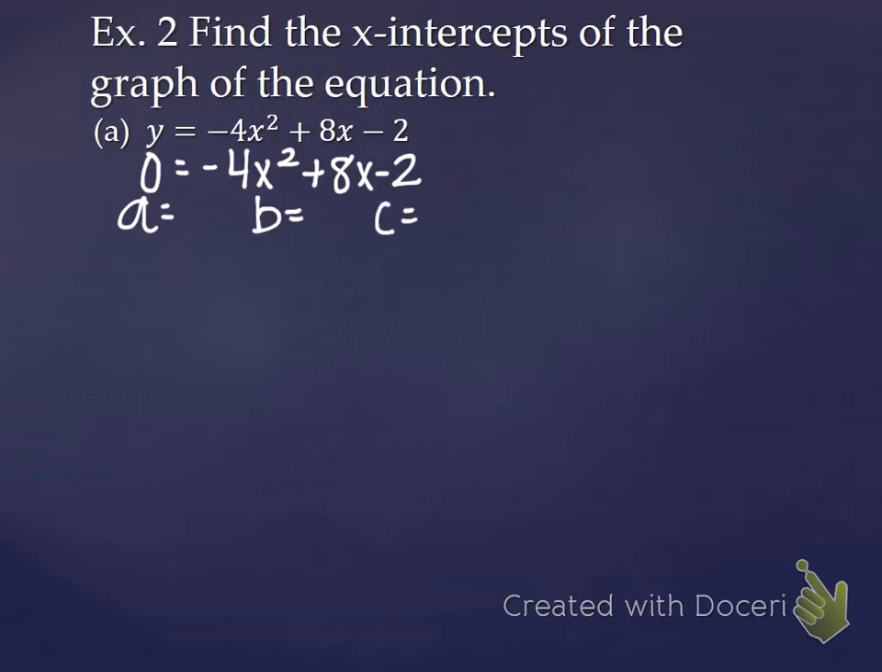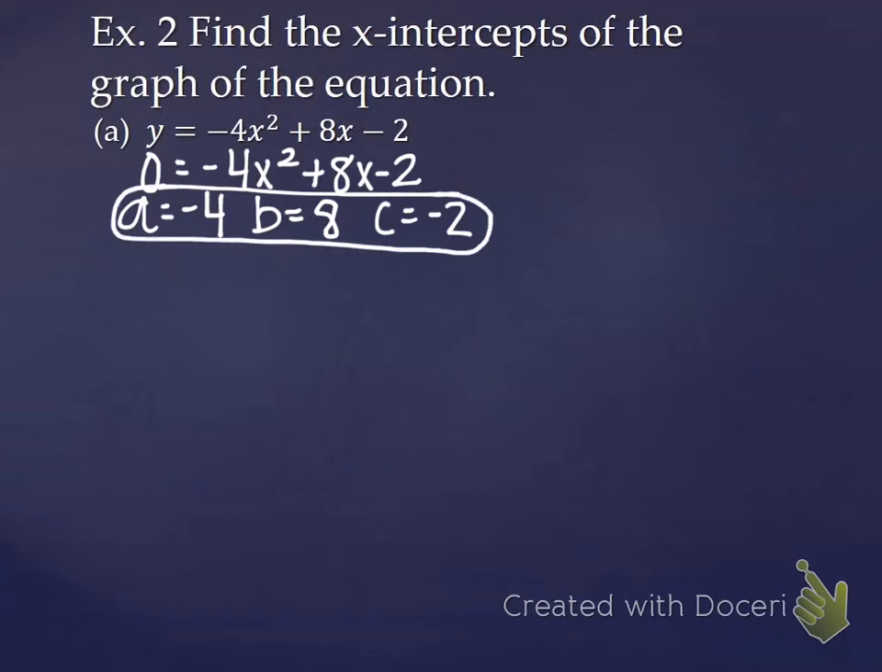All right, Diana, what is my A value this time? -4. What's my B value? 8. And what's my C value? Very good. So it was in standard form. So A was equal to -4, B is equal to 8, and C is equal to -2. All right, let's write our formula out.